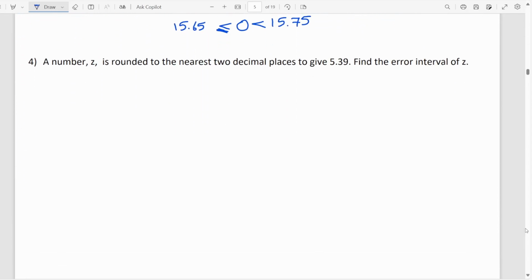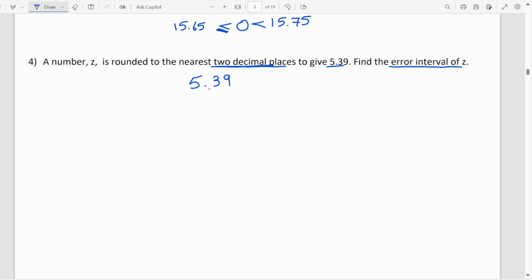Okay, question 4. A number z is rounded to the nearest 2 decimal places to give 5.39. Find the error interval of z. Okay, so we want the error interval again. So now we'll write the number down, 5.39. We know this was rounded to 2 decimal places.